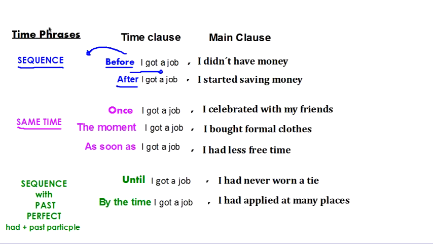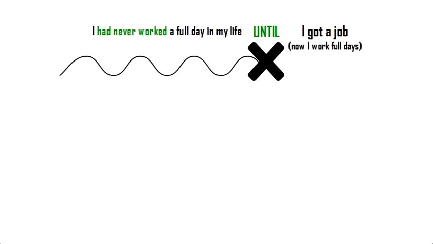Okay? Now, I know these two are difficult to understand, so I'm going to focus more on these with different examples. Okay, so here we use until. So remember, until signifies that there is a change in something.